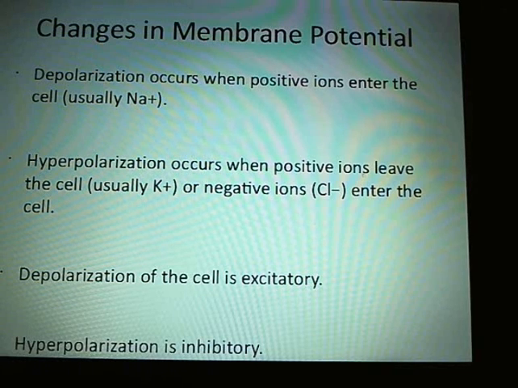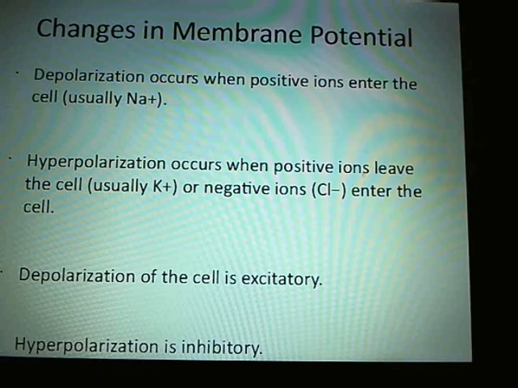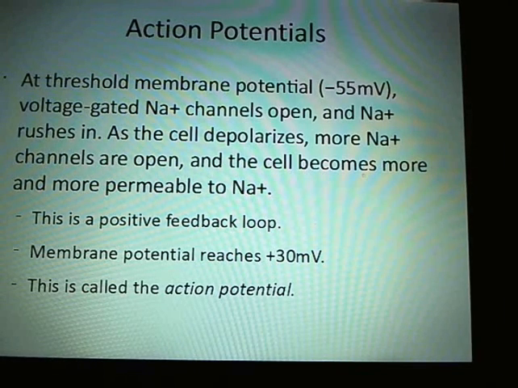Depolarization occurs when positive ions enter. Hyperpolarization occurs when ions leave the cell. Usually it's potassium or chloride that enters the cell. Depolarization is excitatory. Hyperpolarization is inhibitory. Action potential threshold is about -55 millivolts.